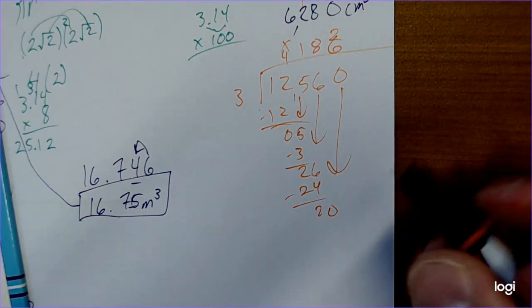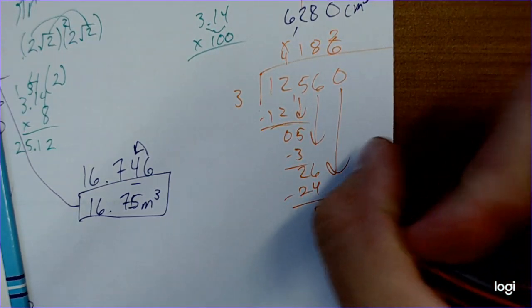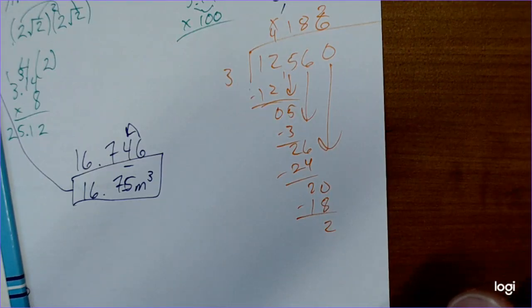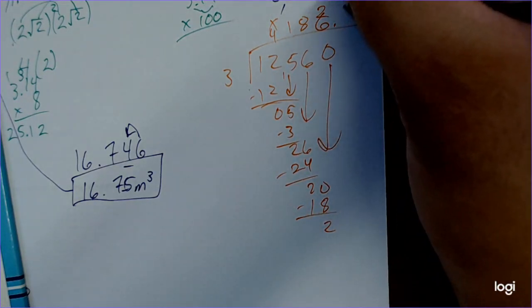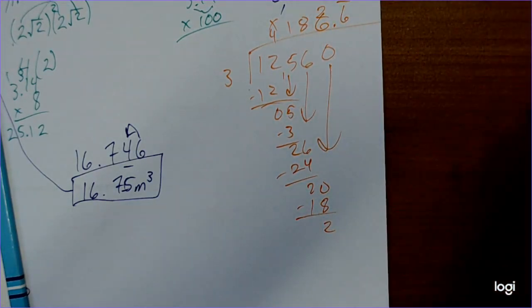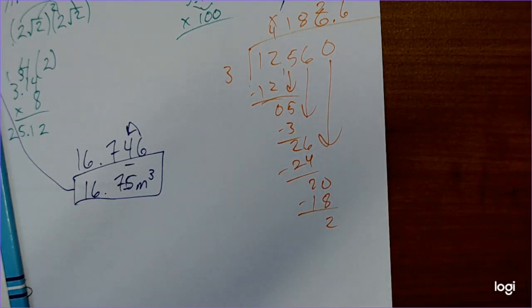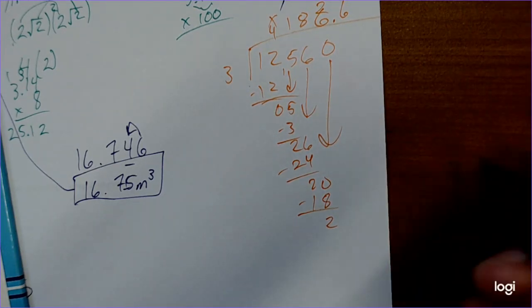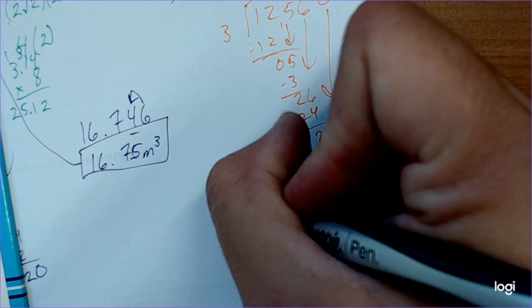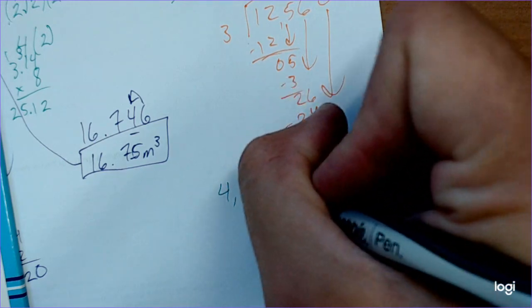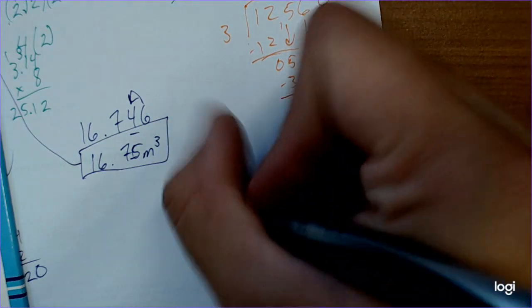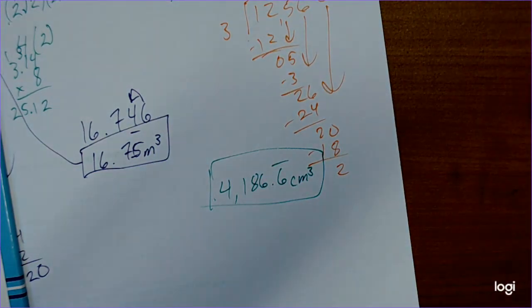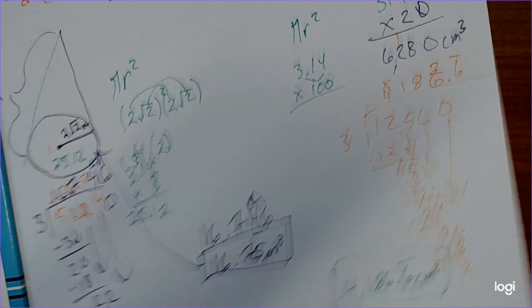Write neatly. Okay, 6 times 3 is 18, and then I'm going to get 2 again, which just means that I'm going to get a decimal point with 6, and that 6 is going to repeat. So my answer is going to be 4,186.6 repeating centimeters cubed, and that is the volume of my sphere. So it's not too difficult.